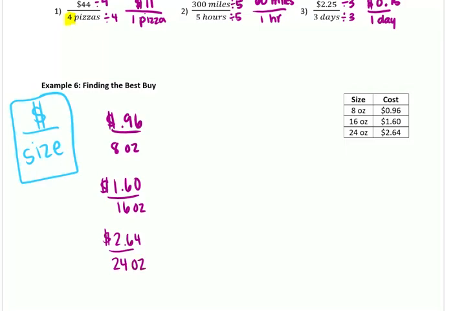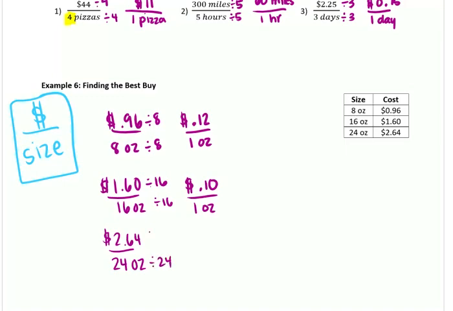And now I want to know how much I'm paying for each ounce. So really, this is just the same thing we did with our unit rates. Here I'm going to divide this by 8 to get that 1 ounce. So I must divide that by 8, and that ends up being 12 cents for each ounce. For the next one, I would divide it by 16 to get 1 ounce. So if I divide the top by 16, that ends up being 10 cents per ounce. And the last one I'm going to divide by 24. If I use my calculator, that's 11 cents per 1 ounce.